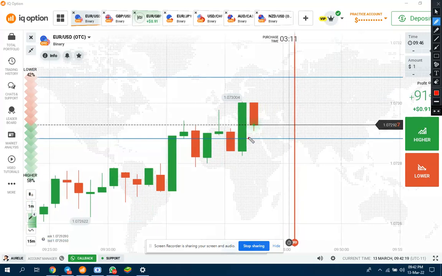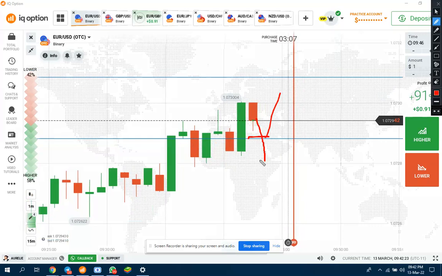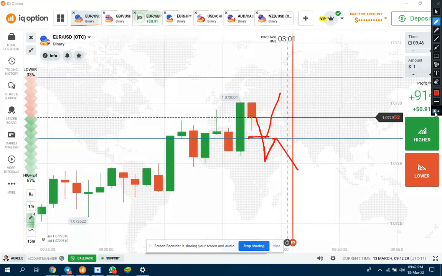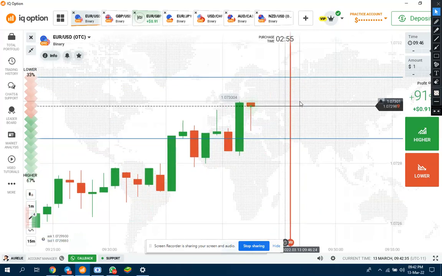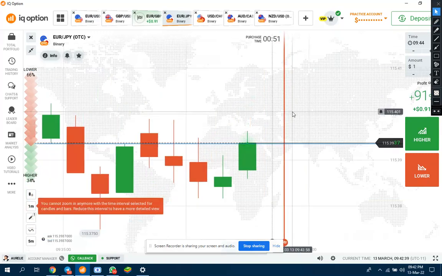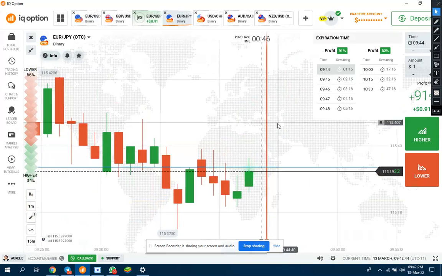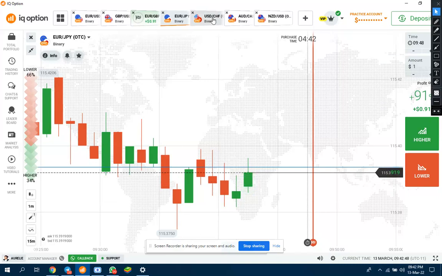So you are waiting for sellers to close above this line with a rejection to buy. Or if the sellers again break the level, we are waiting for buyers to close below this level with a rejection to sell. Okay, but at the moment, nothing is happening. Like I said, this candle should close above the line.